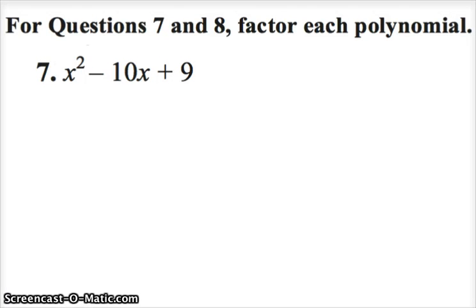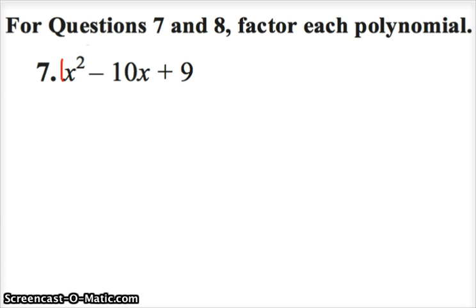Question 7 asks us to factor the following polynomial: x squared minus 10x plus 9. First step is going to be to figure out what our m and p values are. If there's no number coefficient in front of our x squared, that's just a 1.